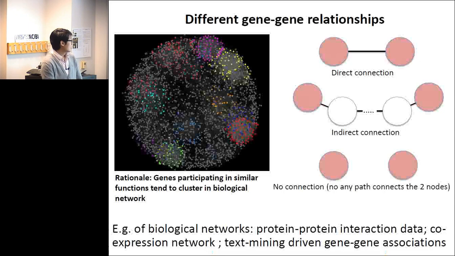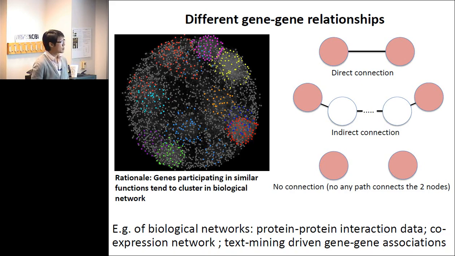This is another figure to show the rationale. The rationale is that genes participating in similar functions tend to cluster with each other in the biological network. This figure shows each node representing one gene, in a text-mining derived gene network. The different colors represent different functions, and you can see that genes that participate in the same functions tend to cluster with each other. I mean, this is well known. I just want to show you that that is the rationale for what we proposed.